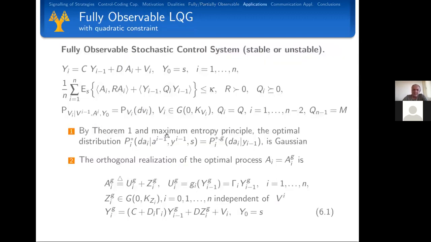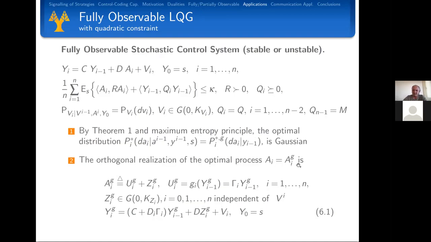So let me start with the very first, simplest, fully observable stochastic control system. Here I took the output depending on the previous output and the current input, with the noise IID Gaussian. It doesn't have to be IID, independent is enough. This is the initial state. I took a quadratic cost, the standard assumptions of linear quadratic theory. Then by the maximum entropy principle, we know that the joint process Y and A are actually jointly Gaussian. Because this is Markov now, we have a Markov conditional distribution.